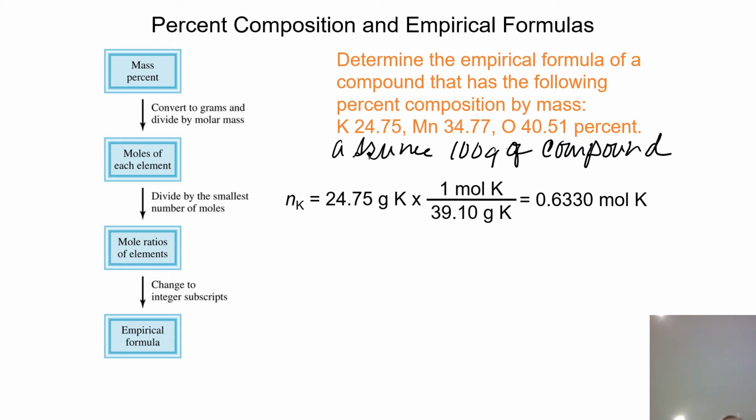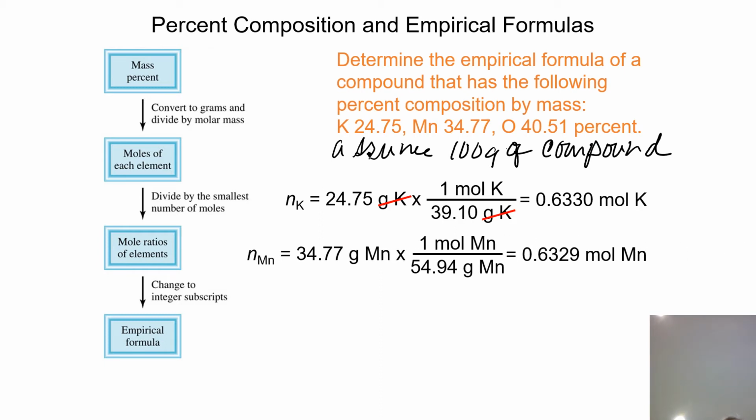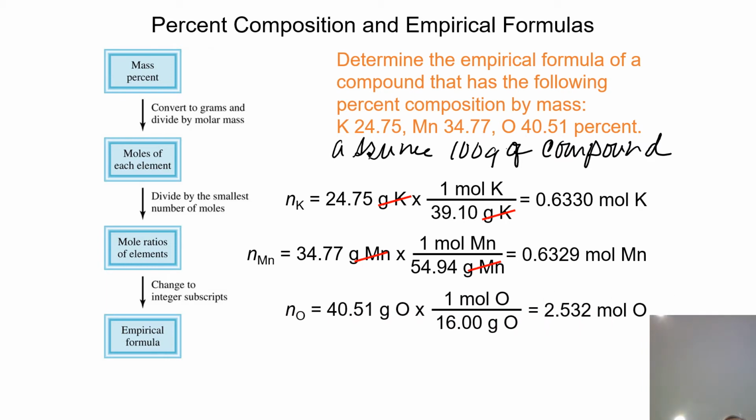And if we have 100 grams of that compound, then we can say that of that 100 grams, 24.75 grams is potassium. Then we use the molar mass to convert those grams to moles. And we do that for each element in the compound. So grams cancel and we're left with moles. We do the same thing for manganese, convert that percent to grams because we assume a 100 gram sample. So we get the number of moles for each of our compounds, or elements within that compound.